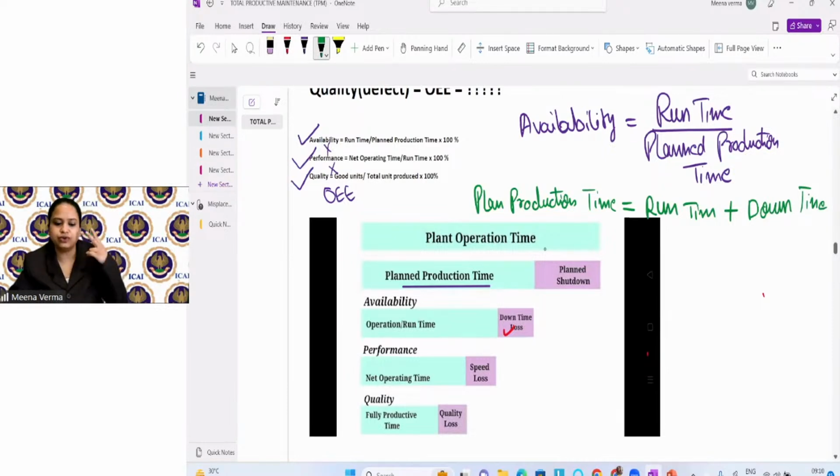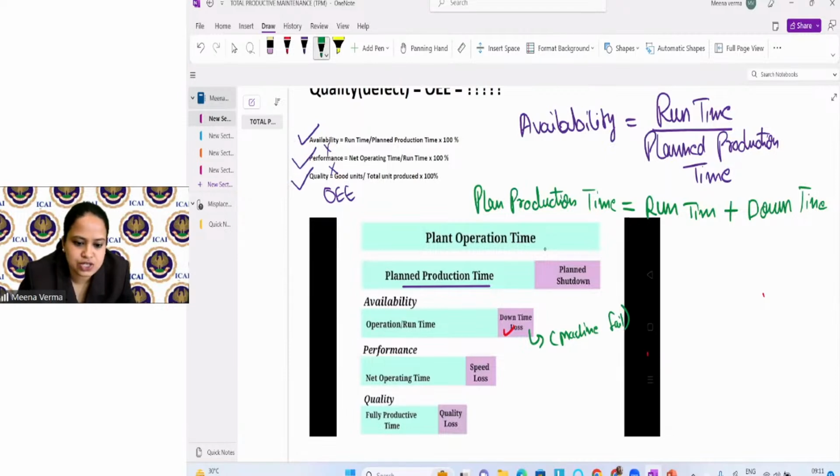Downtime can be of two reasons. No, downtime can be only one reason. The reason is what? When the machine will break down, the organization will have downtime. Due to breakdown of machine, the organization will have downtime. The machine will have downtime if this is due to machine failure. Let me write it here. All right. So planned production time.